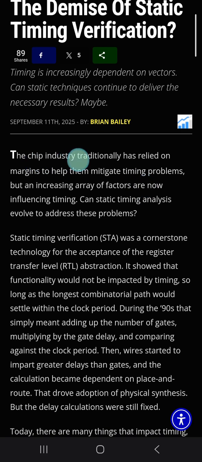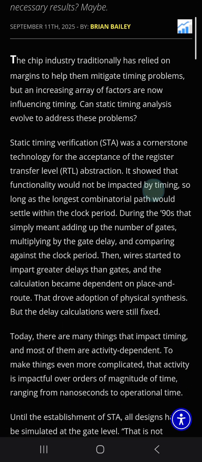Maybe. The chip industry has traditionally relied on margin to help mitigate timing problems, but an increasing array of factors is now influencing timing. Can static timing analysis evolve to address these problems?